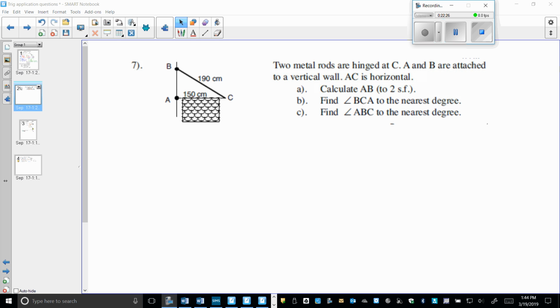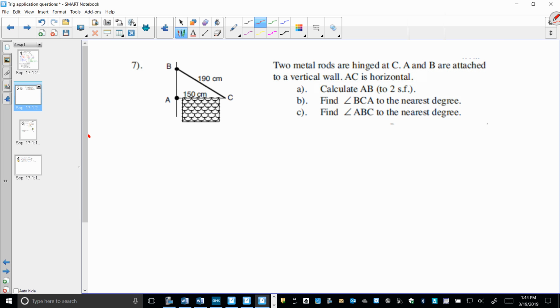So we've got two metal rods hinged at C. The rods are AC and AB, yes? This is horizontal, and we need to calculate AB. Who's going to suggest how we might do that? Pythagoras is probably our best option. Are you happy with Pythagoras' theorem to do that? Yes. Excellent. Could you please tell me what AB squared is equal to?